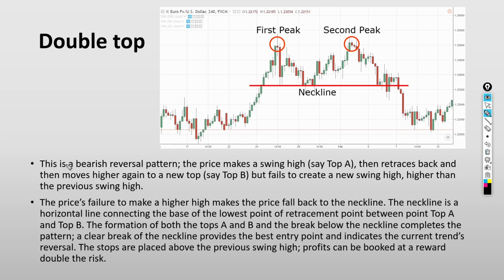Okay. So we are saying this is a bearish reversal pattern because the preceding trend is a bull trend. That's why we call it a bearish pattern. The price makes a swing high, say top A, then retraces, moves once again and forms top B, trying to create a new swing high higher than the previous swing high. So the price's failure to make a higher high makes the price fall back to the neckline, and the neckline is the horizontal line connecting the base of the lowest point of the retracement that was formed between point A, okay, and top B.